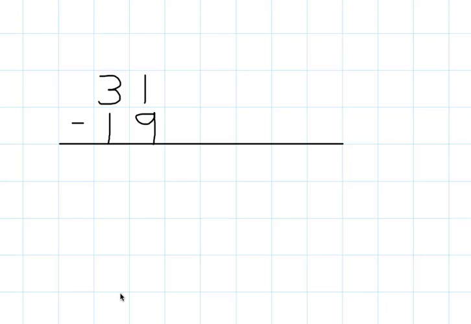Hello students! Today I'm going to show you how to use an expanded form to subtract. And the reason I do that is so that you can see what happens when we subtract this number. We can see how place value is important. So here I have 31 and I have minus 19.